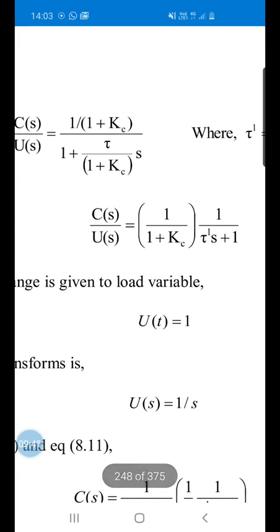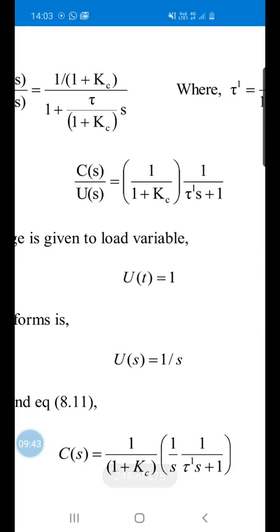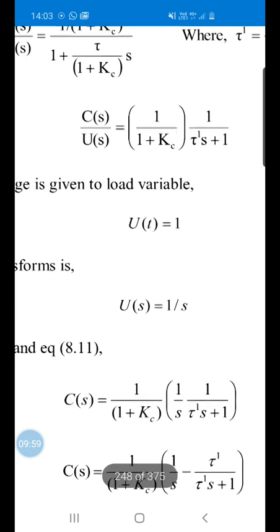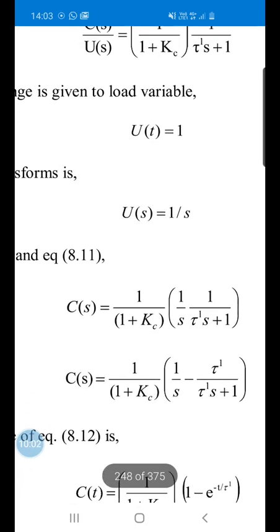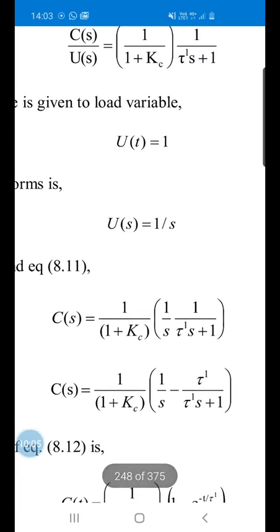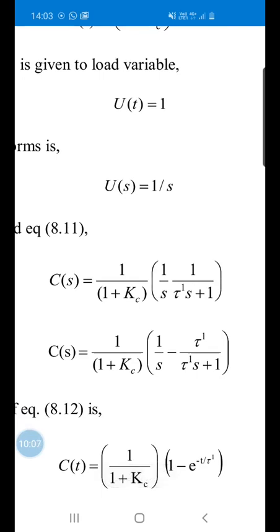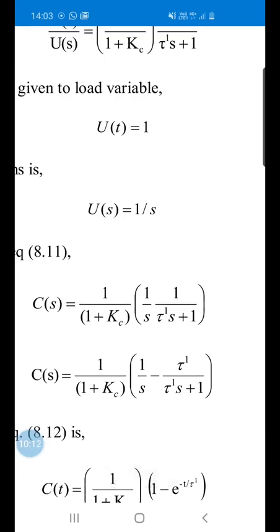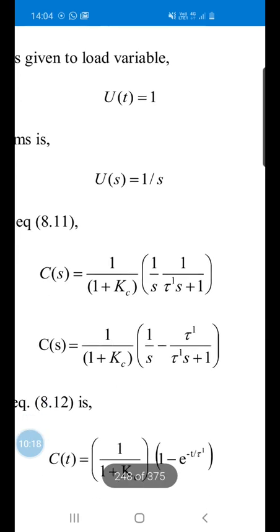So if you solve this, c of s by u of s is equal to 1 upon 1 plus Kc into 1 upon tau dash s plus 1. Is it right? Now, if we introduce a unit step change into the load variable, u of t is equal to 1, so u of s is equal to 1 by s. You can introduce this unit step change into this. It becomes c of s is equal to 1 upon 1 plus Kc, 1 by s into 1 upon tau dash s plus 1. Again, you can solve this bracket by subtracting the terms.